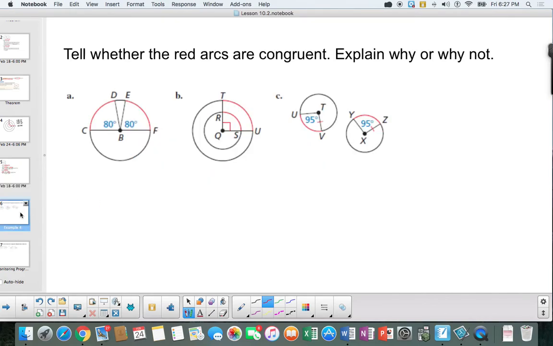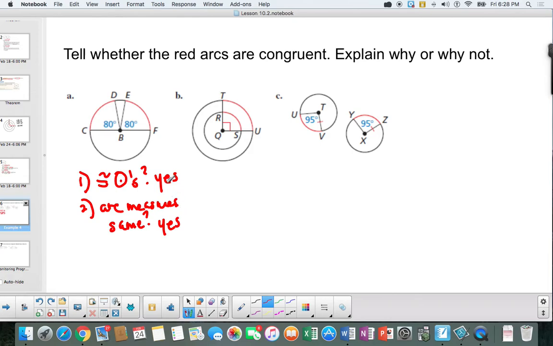Okay, tell whether the red arcs are congruent, and explain why or why not. Let's take a look at the red arcs. One, are they from congruent circles? The answer is yes, they come from the same circle. Two, are the arc measures the same? Yes, they're both 80 degrees, so the answer is yes. So when you can say yes to congruent circles and to the arc measures being the same, then you can say yes, the red arcs are congruent.